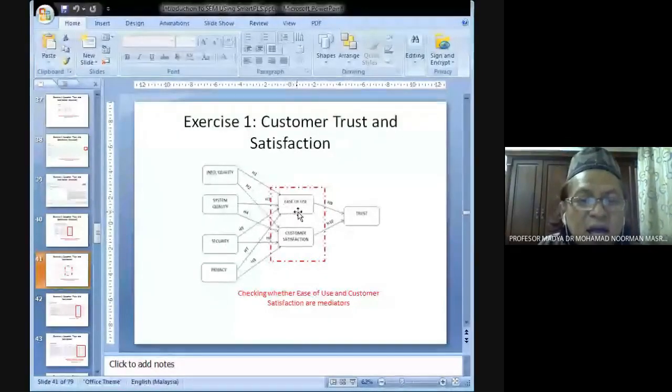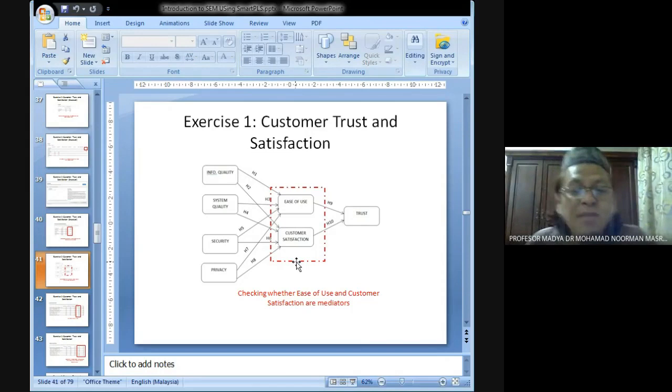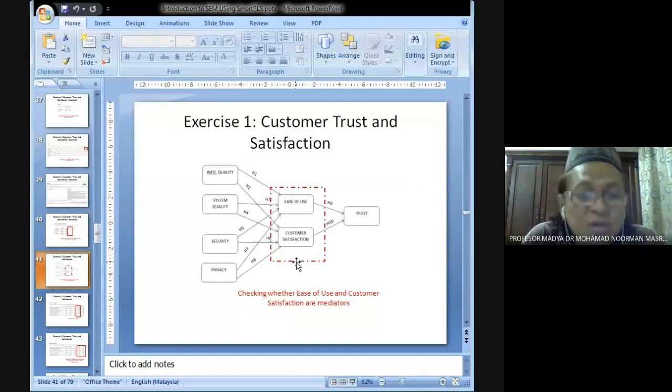All right, now if you look at the slide, ease of use and customer satisfaction are placed in between these 4 IVs and this 1 DV, correct? So these are actually what we call mediating variable or intervening variable. Sometimes in your research model, you have a framework such as this, where you have variables that sit in between 2 variables. Now, do you really have to hypothesize as mediation?